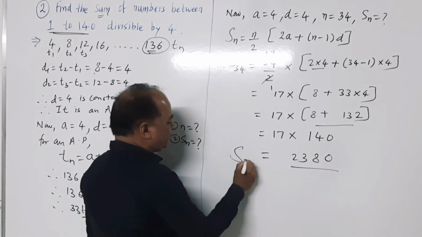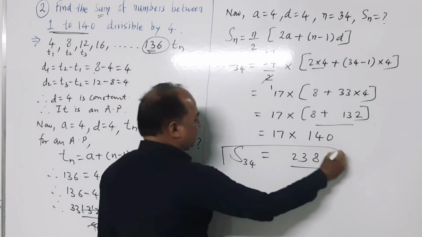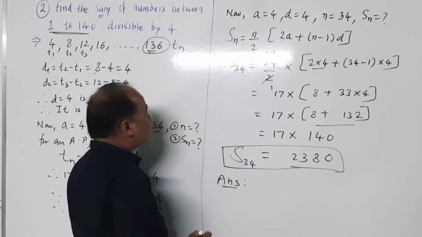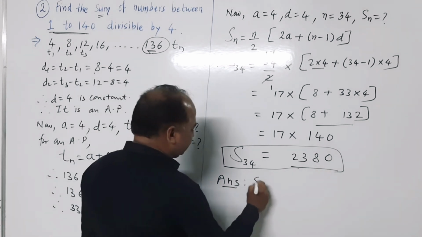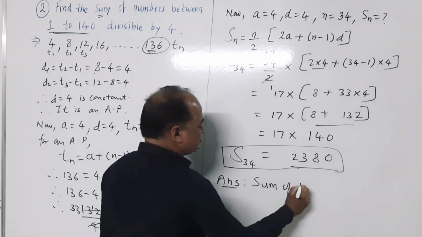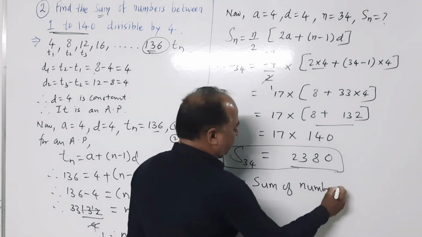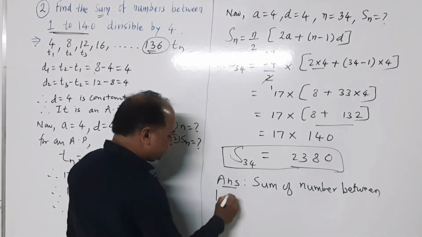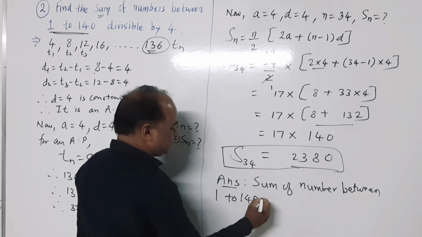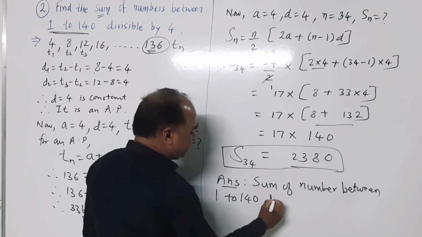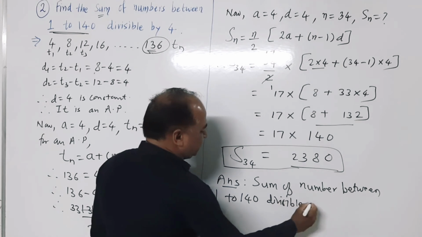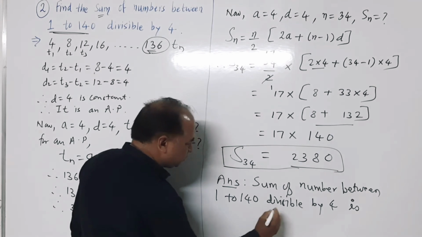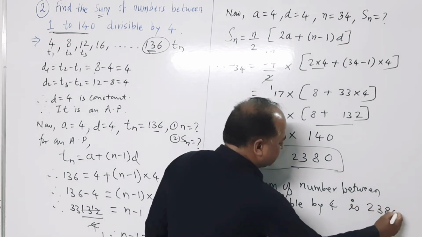So the sum of the terms S34 is 2380. Therefore, the sum of numbers between 1 to 140 which are divisible by 4 is 2380.